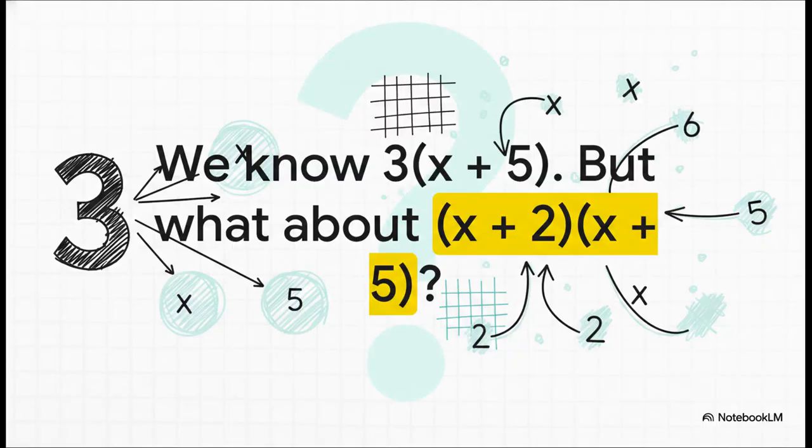So you've totally got this down, right? Something like 3 times the quantity x plus 5. You know exactly what to do. You distribute that 3. But what happens when that 3 on the outside gets replaced by a whole other binomial, like x plus 2? How do we handle that? Well, that's the big puzzle we're going to solve today.